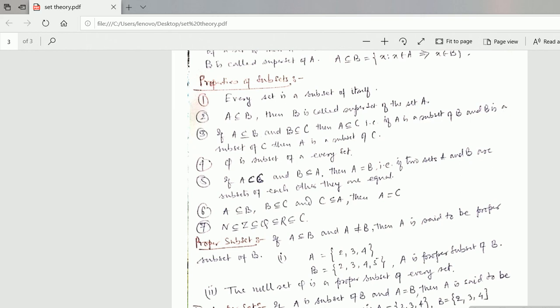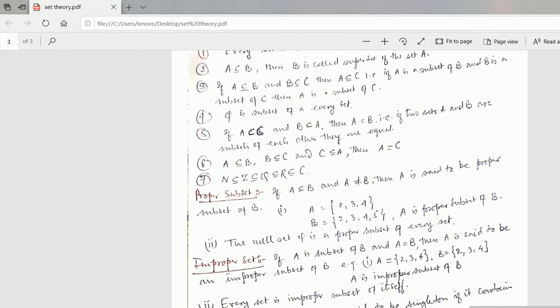Fourth, phi is a subset of every set. I told you here, every set is a subset of itself, and phi is a subset of every set because in every set phi is implicitly there. Fifth, if A is a subset of B and B is a subset of A, then A equals B. That is, if two sets A and B are subsets of each other, they are equal. Also, if A is a subset of B, B is a subset of C, and C is a subset of A, then A equals C.